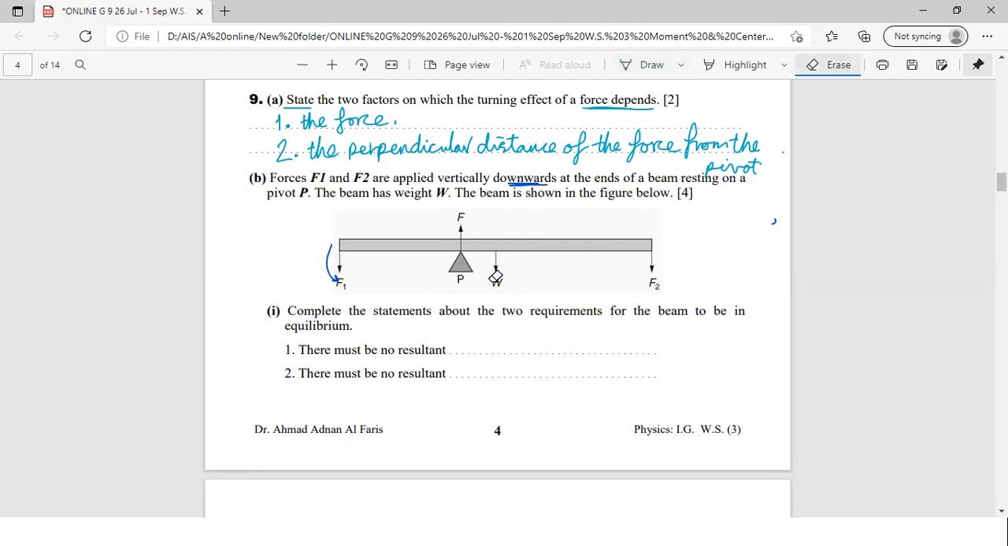طب امسح هاي extra information. يلا ارجع مرة ثانية. So what they said, the beam has a weight W. The beam is shown as is shown in the figure below. First part, complete the statement. Complete the statement about the 2 requirements of the beam to be in equilibrium.